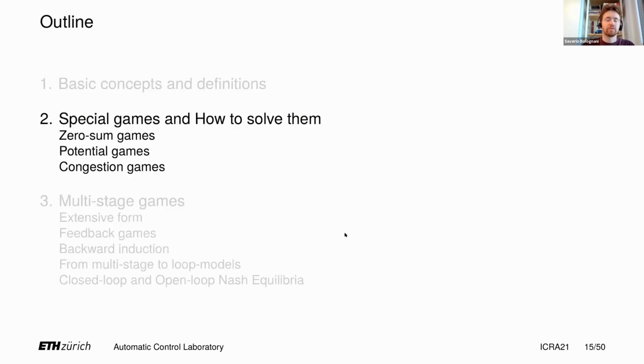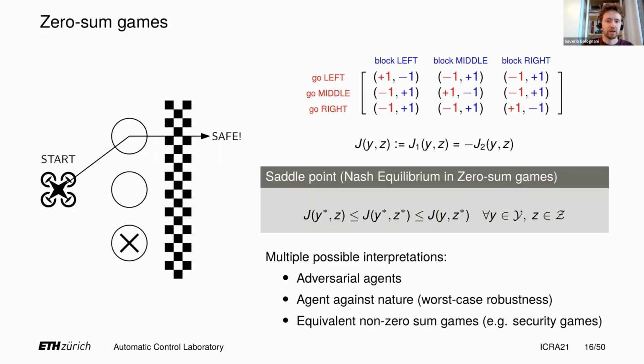Okay, now we've covered what I wanted to cover in terms of basic concepts. We're going to look into some special games: zero-sum, potential, and congestion games. So we already saw a zero-sum game actually. The escape game, right, where these robots have to reach the safe space without being intercepted.